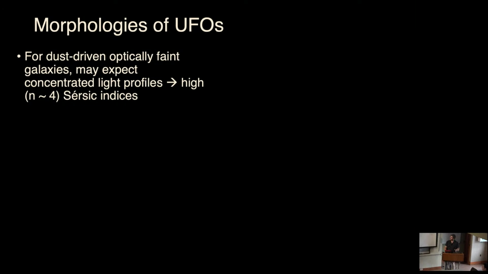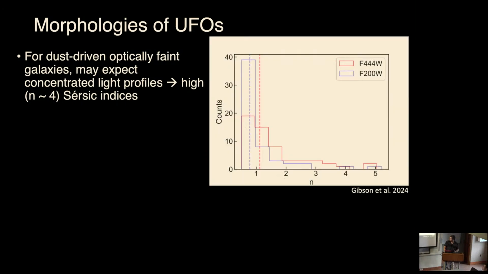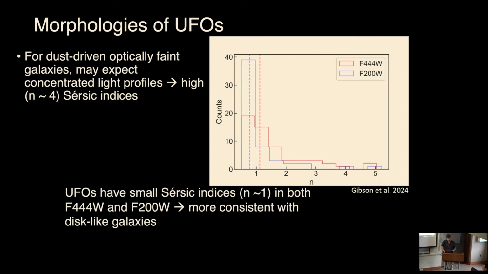So more about the morphologies. If you have some kind of dust-driven optically faint galaxy, we might expect them to be compact and have these high Sérsic index profiles. But regardless of whether we're looking in F444W or F200W, we see that these galaxies tend to have very low Sérsic indices, which would be more indicative of being a disk-type galaxy.